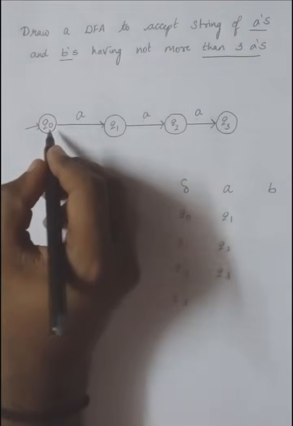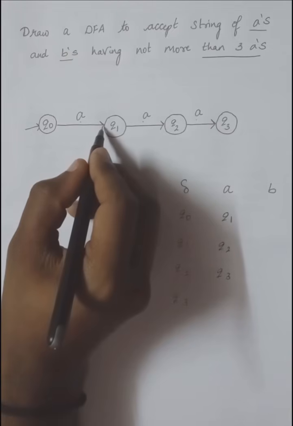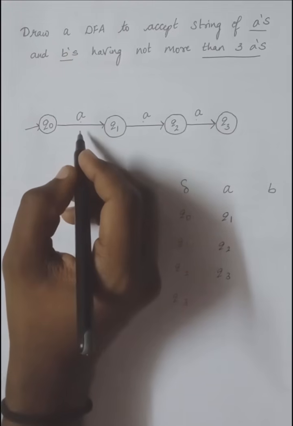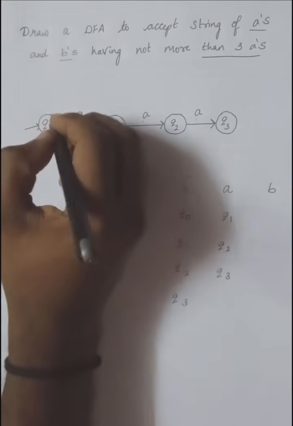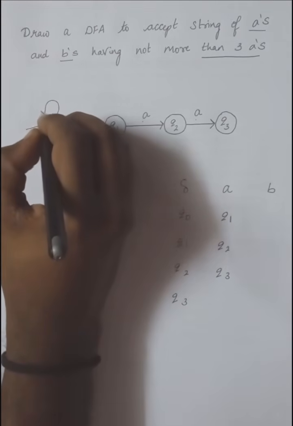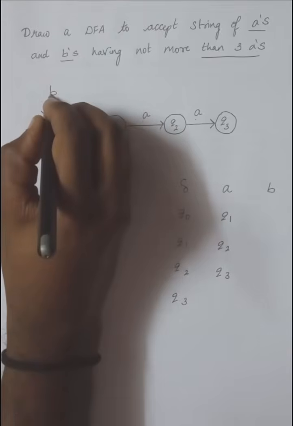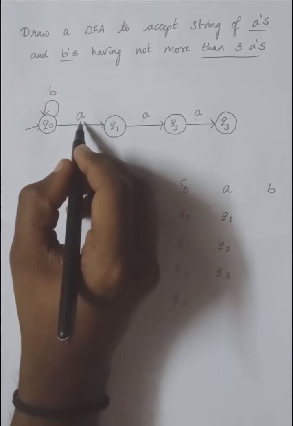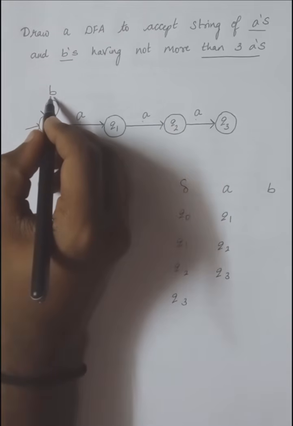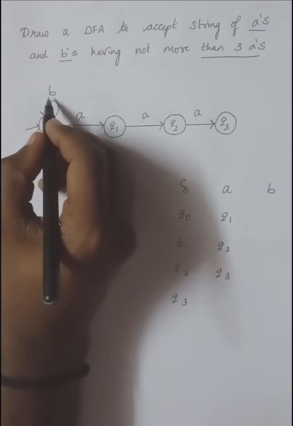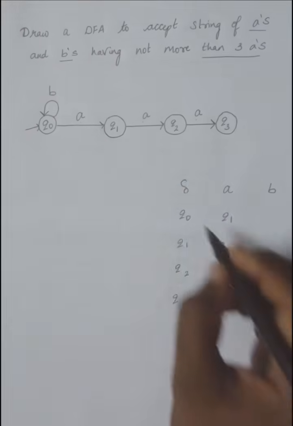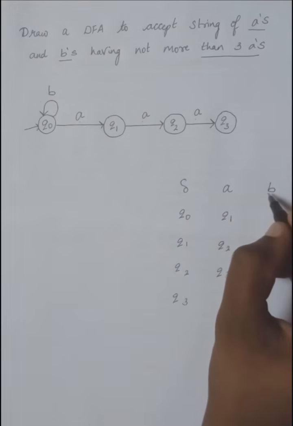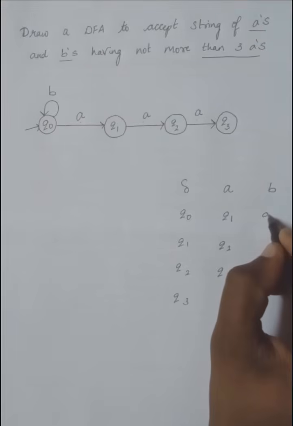So we start again with Q0 on A, we go into Q1. For B there is no restriction or condition. There is no condition to start with, so we'll do a self loop on B. It means the machine can accept B as the first input any number of times, or it can directly start with an A. So we fill the table: Q0 on B goes to Q0 itself.